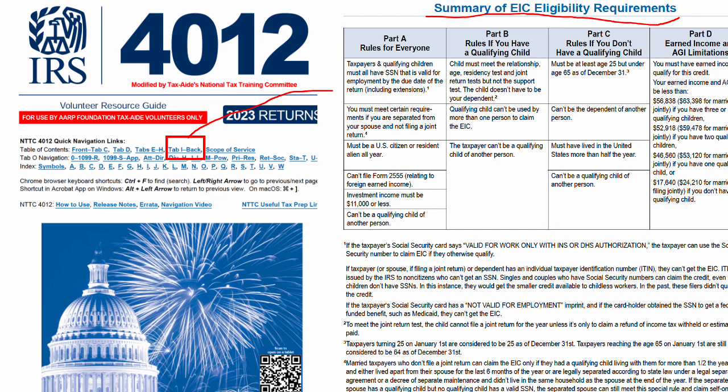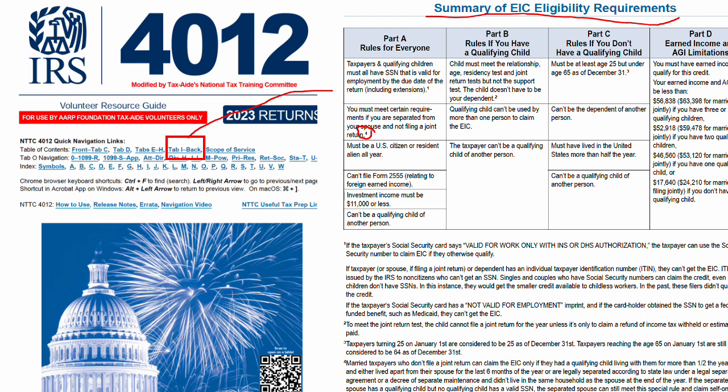So here's part A, rules for everyone. I apologize for the small type here. Taxpayers and qualifying children must all have SSNs that are valid for employment by due date. Well, they all have valid SSNs. You must meet certain requirements if you're separated from your spouse and not filing a joint return. Look at that little footnote number 4. So here's a lesson: always check those footnotes. The footnotes may make a determination one way or the other.